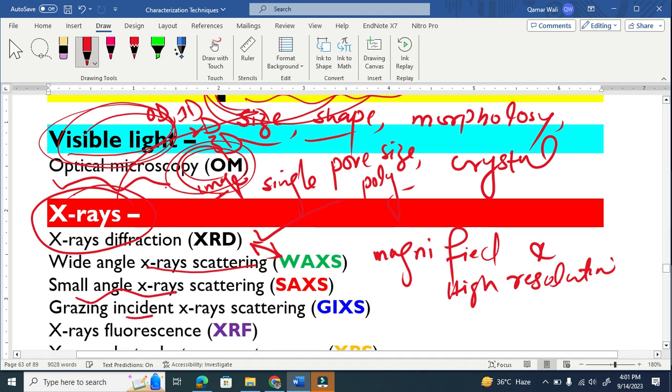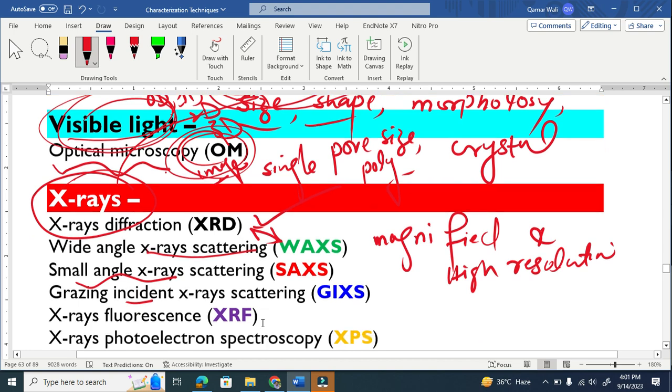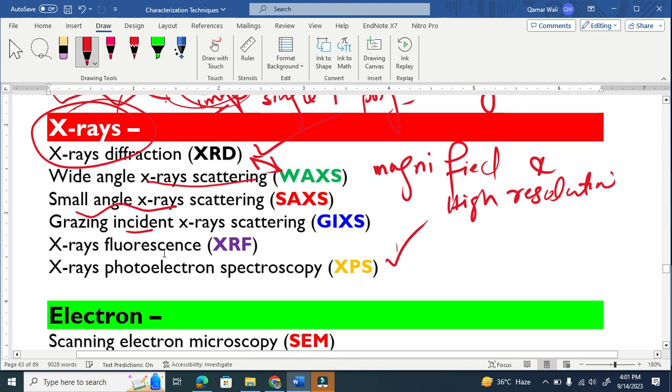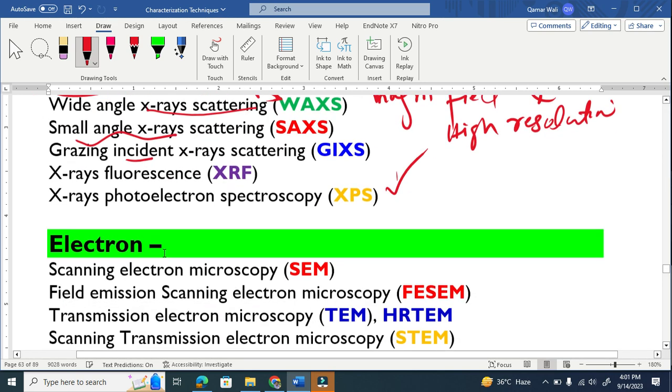Another one is XRF, the fluorescence based technique. And the last one is XPS, which talks about the chemical states of a material, right? The oxidation state or something. So these X-ray based techniques are very, very powerful to reveal most of the information about a nanomaterial.